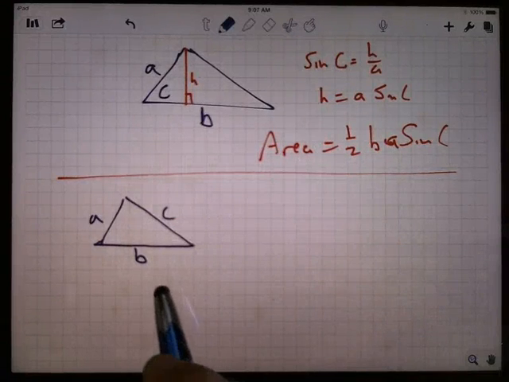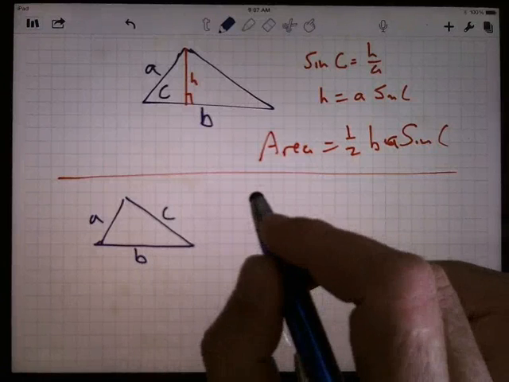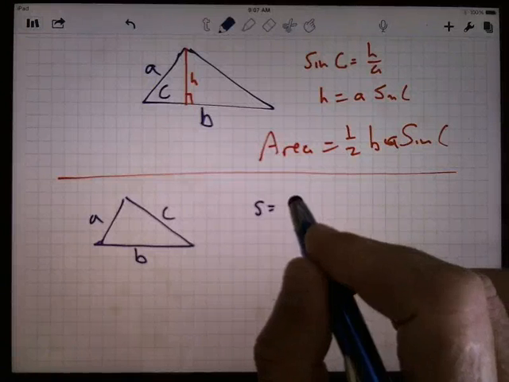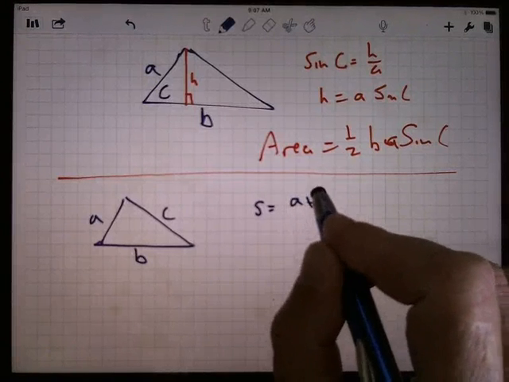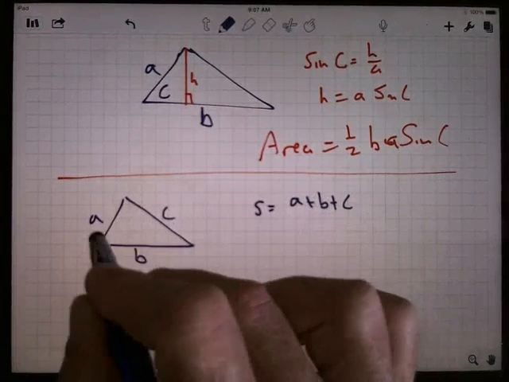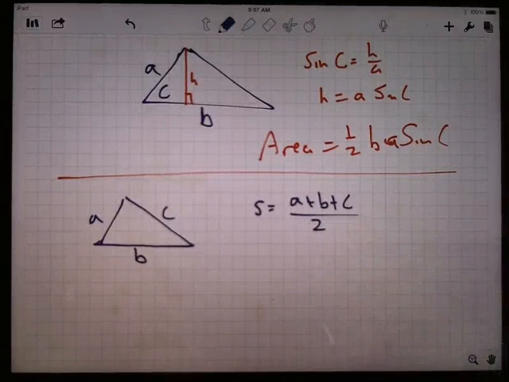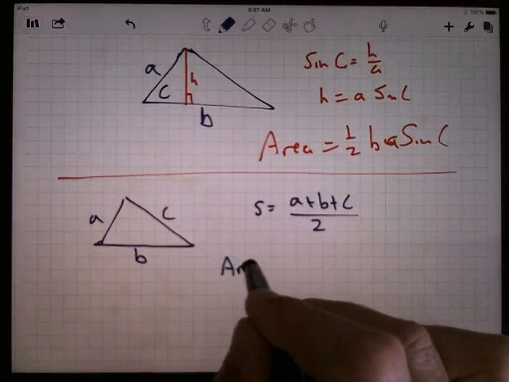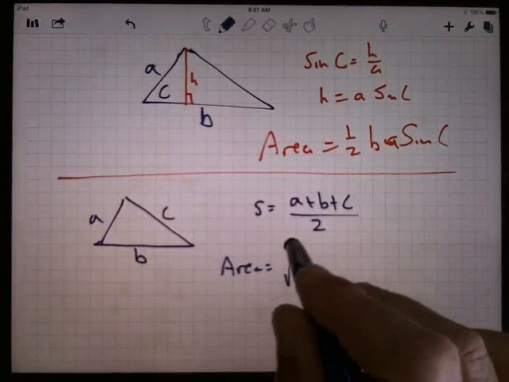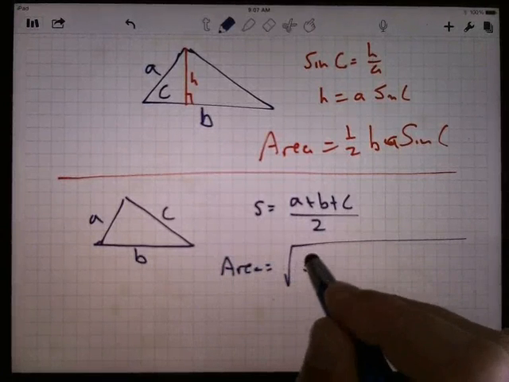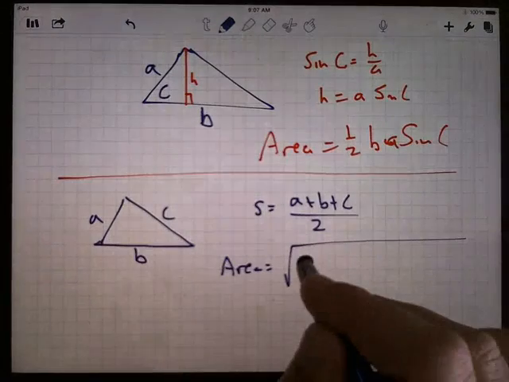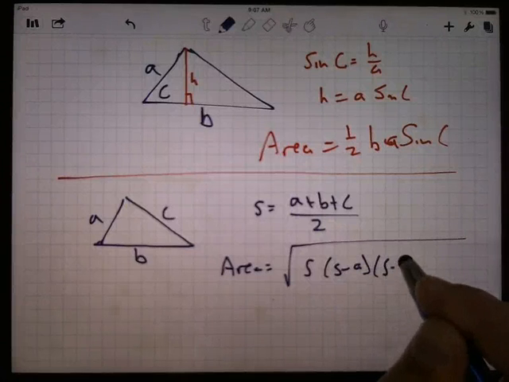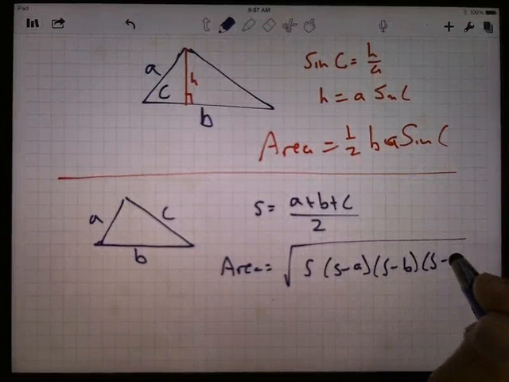Okay. Heron's formula says this, that if you let S be what's called the semi-perimeter, so the perimeter would be, you take all the sides and add them up, the distance all the way around, and then you divide that by 2, that would be half the perimeter, so the semi-perimeter. And then the area is the square root of S times (S minus A) times (S minus B) times (S minus C).